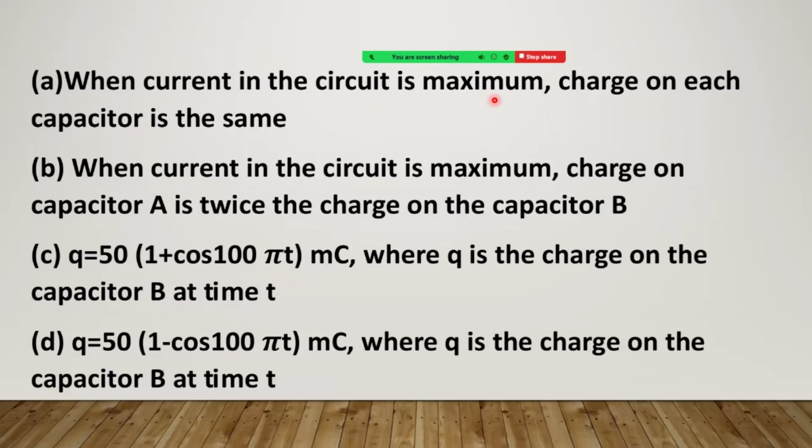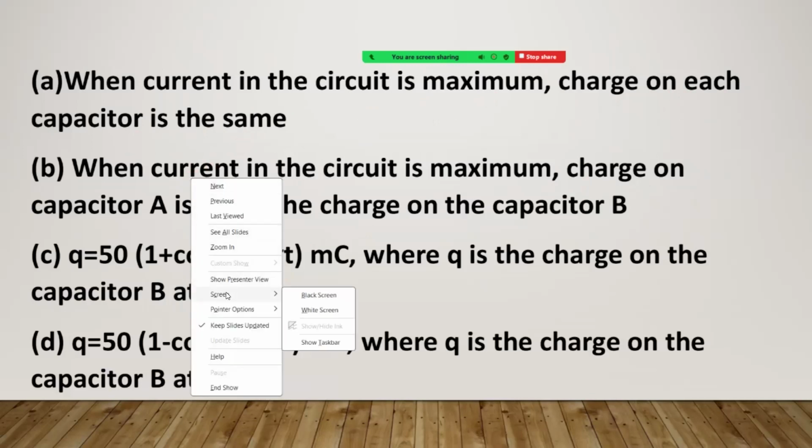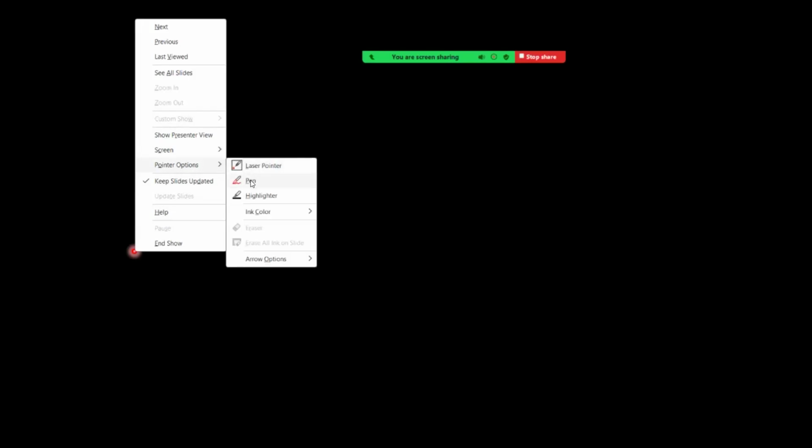When current in the circuit is maximum, charge on each capacitor is the same. Let us see how to verify these options. First, make the given diagram. See the circuit given. First of all, an inductor is given. Next, a capacitor, and one more capacitor here. This is A and this is B. And given plus, minus, charge equal to CV: plus CV, minus CV.